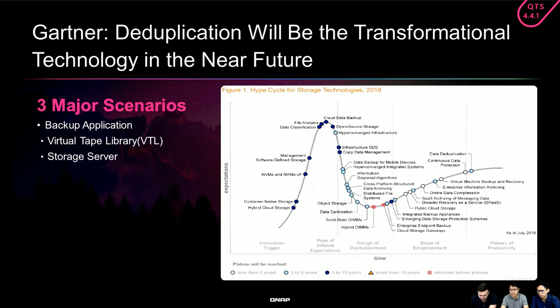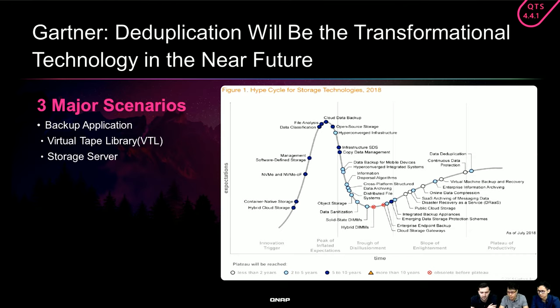So here you can see it's a report from Gartner, and this curve is called the hype cycle. The horizontal line shows the time, and the vertical line shows the expectation for the market. It's used to measure whether the technique or application is accepted by the market or not. So you can see our data deduplication is in the end part of the curve.